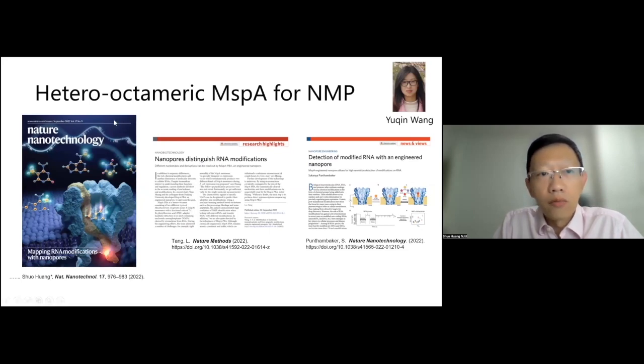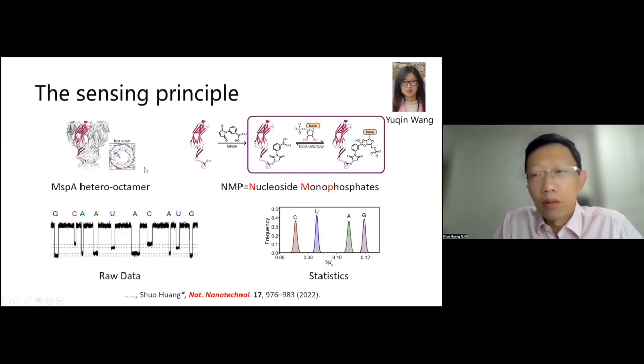Some of you might have read this paper from Nature Nanotechnology. We were fortunate to be selected as the journal cover. And there are also some reports about nanopore distinguishing RNA modifications and so on. The technical principle is almost identical to what we used with the monosaccharides.